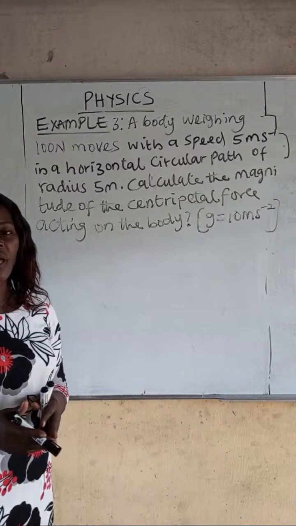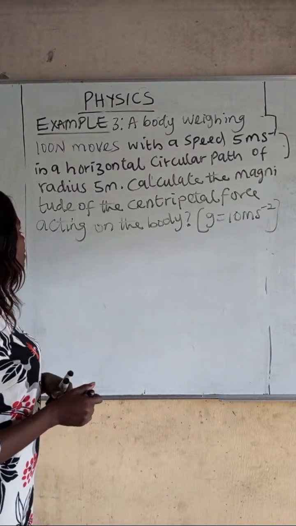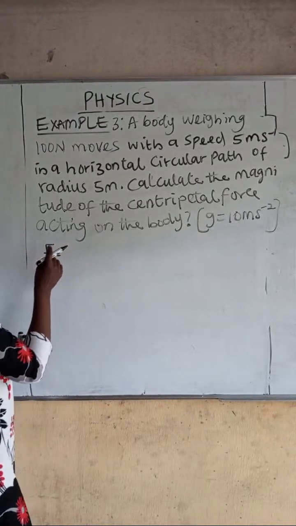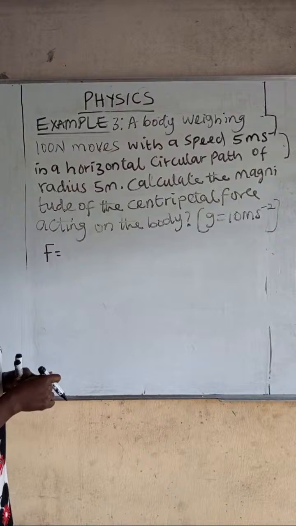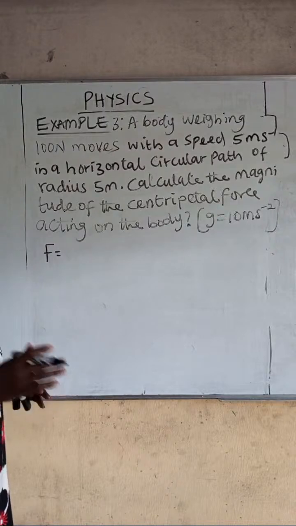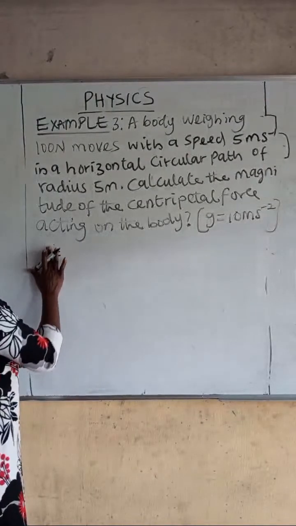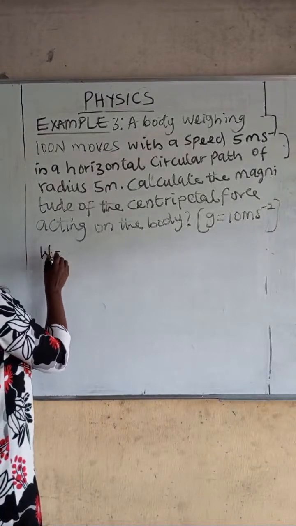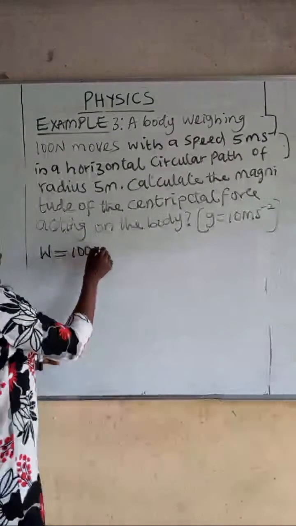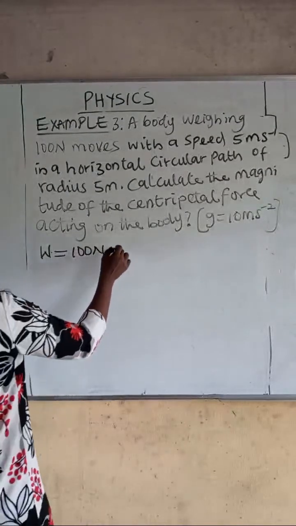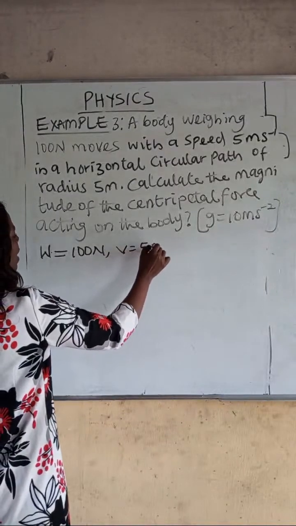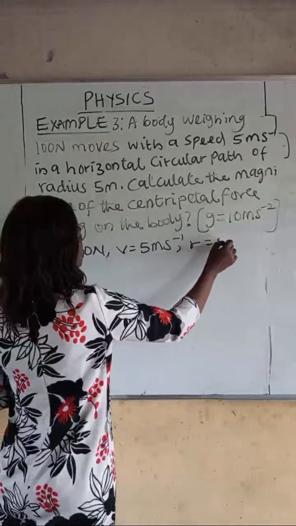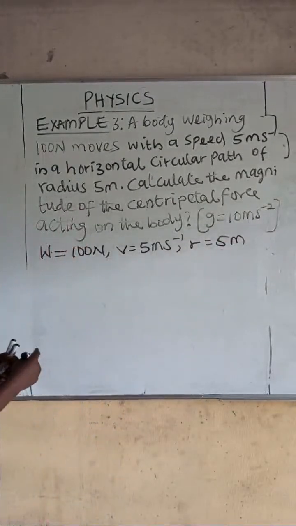Now, for us to be able to solve this, we must know one thing. Let's get the parameters. Are we given the force? We have a body weight, so we are given the weight. The weight is 100 Newton, the speed is 5 meters per second, and the radius is 5 meters.